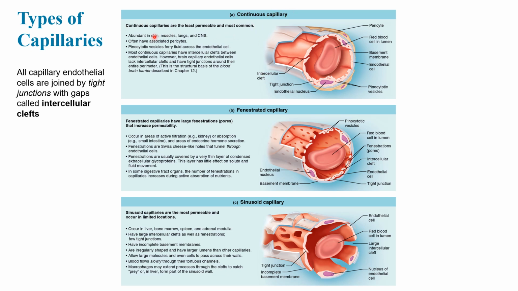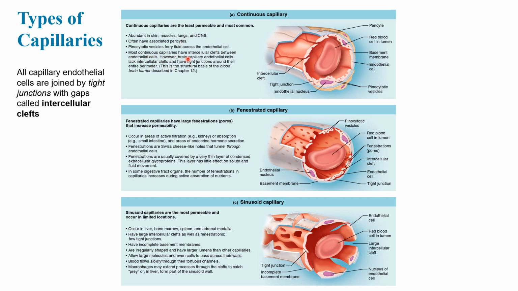Continuous capillaries are the least permeable and most common. They are abundant in skin, muscles, lungs, and CNS. They often have associated pericytes. So this is the pericyte, the cell I mentioned that is a stem cell and a repair cell. It repairs and it contracts and it helps. Okay, so this is the pericyte on the outer surface of the capillary.